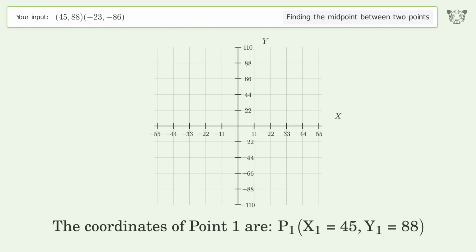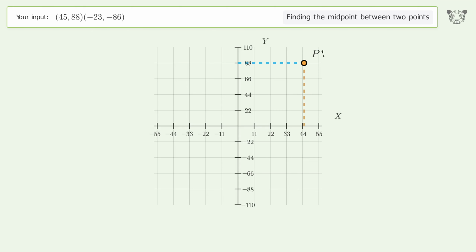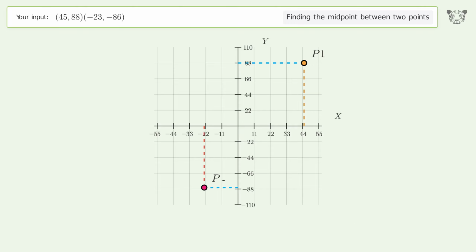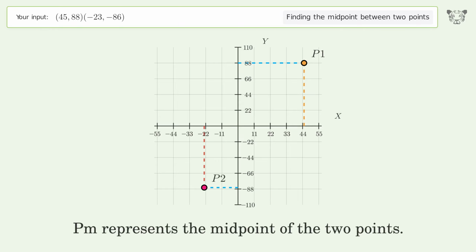The coordinates of point 1 are x1 equals 45, y1 equals 88. The coordinates of point 2 are x2 equals negative 23, y2 equals negative 86. PM represents the midpoint of the 2 points.